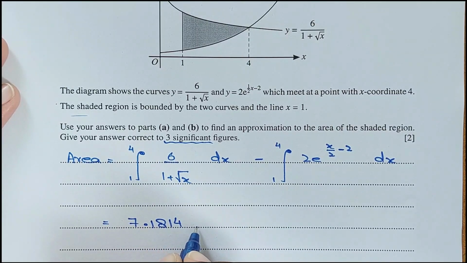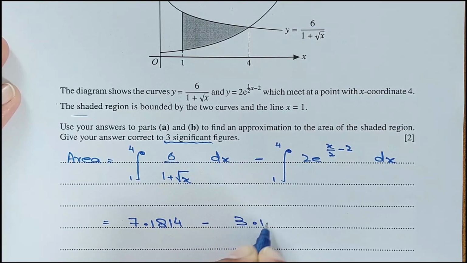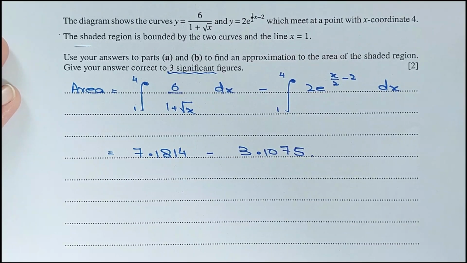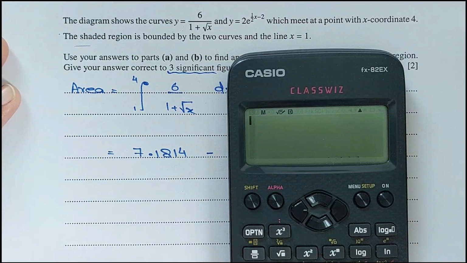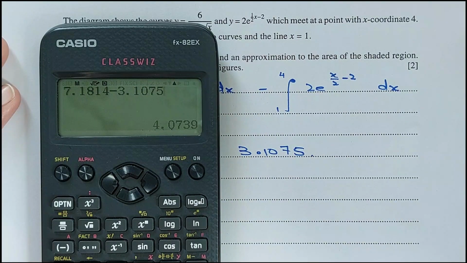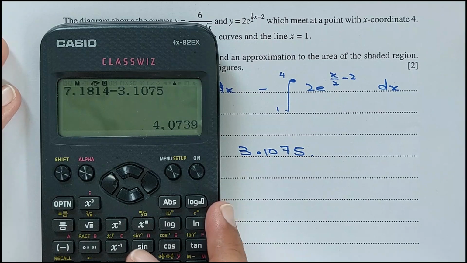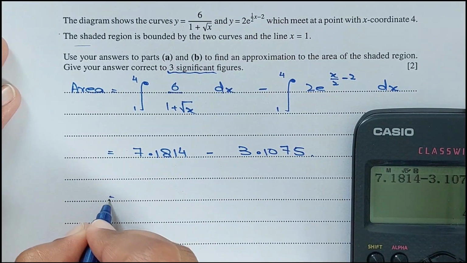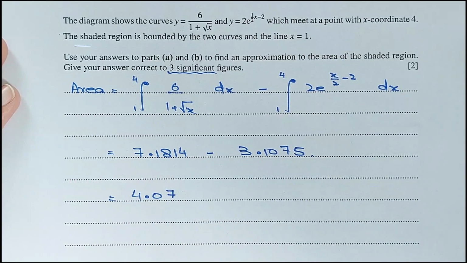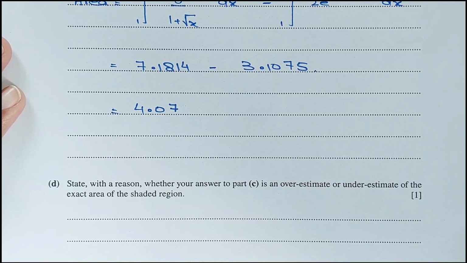Okay, the first one we have 7.1814 and the second one we have 3.1075, right? Now let me calculate this up to 3 significant figures. We have 7.1814 minus 3.1075. This is 4.0739, or 4.07 up to 3 significant figures, right?